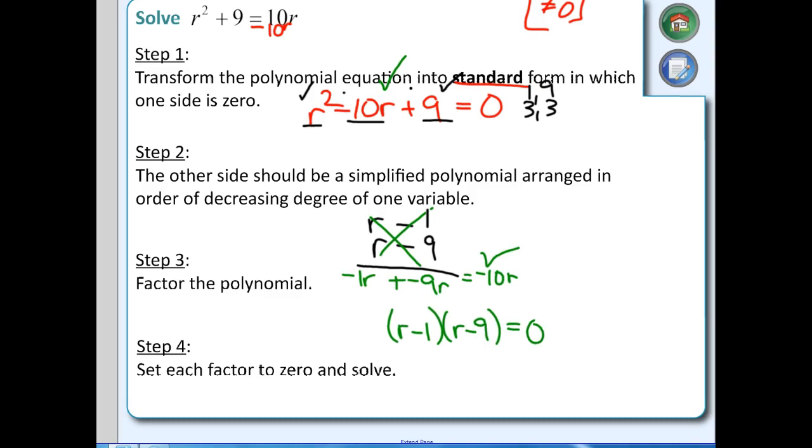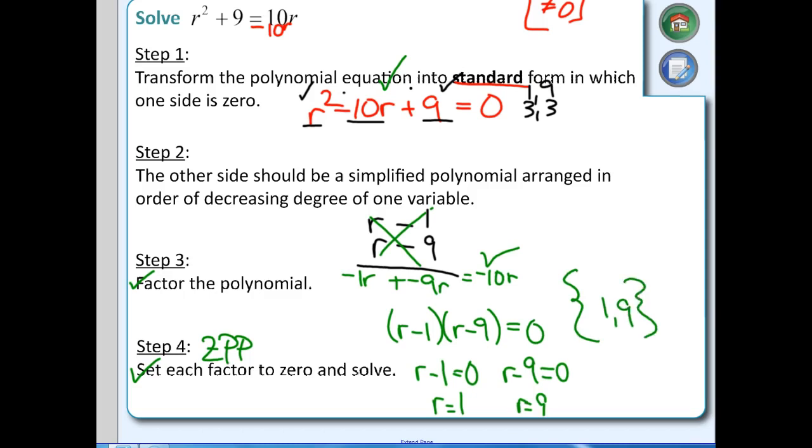Now that we factored it, we're going to use our zero product property, ZPP. If the whole thing equals 0, each part equals 0. So r minus 1 equals 0, so this r equals 1, and r minus 9 equals 0, so that second r equals 9. So our answers in set builder would be 1 and 9.